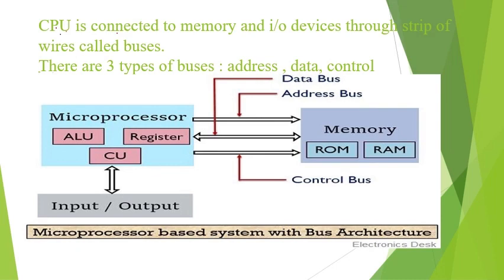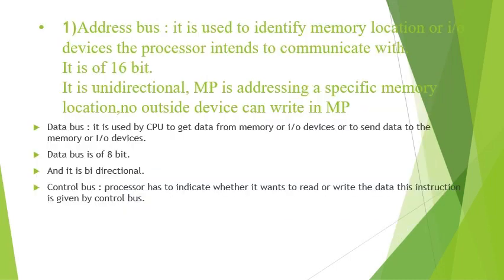It is unidirectional because we always address the data in the memory. No one else can write that address on it. The microprocessor is addressing a specific memory location, and no outside device can write in it.